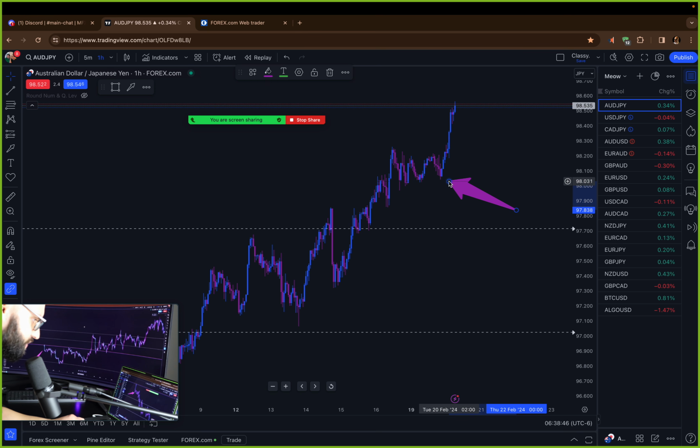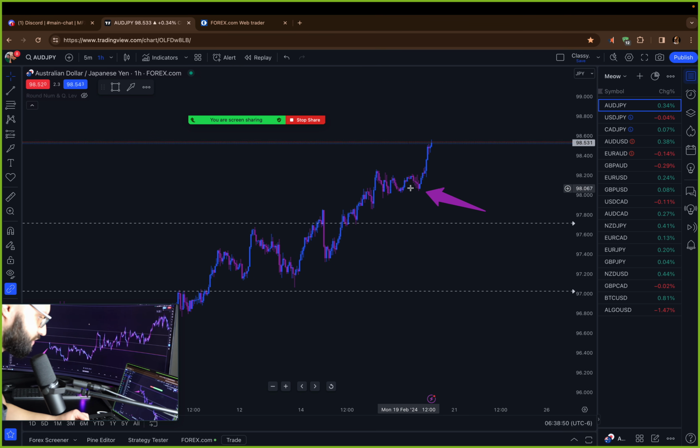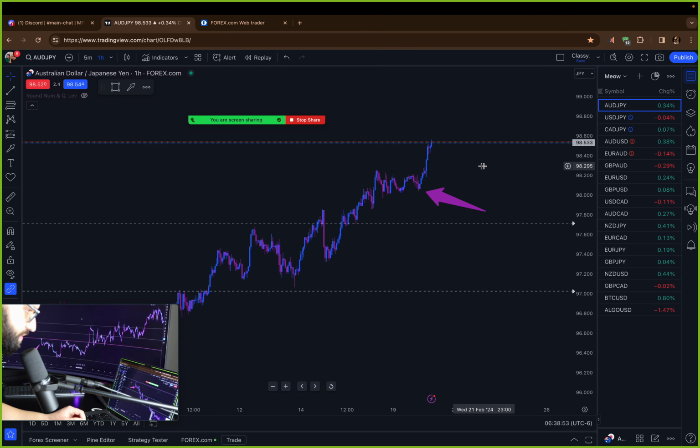I called a buy right here. Now, why did I call a buy? Price is in an uptrend. It had pulled back, was still making higher lows. I just thought it was going to go make a higher high.